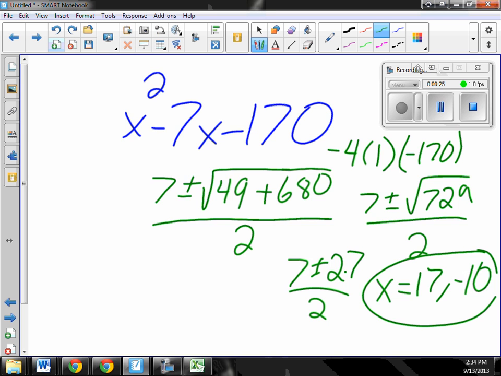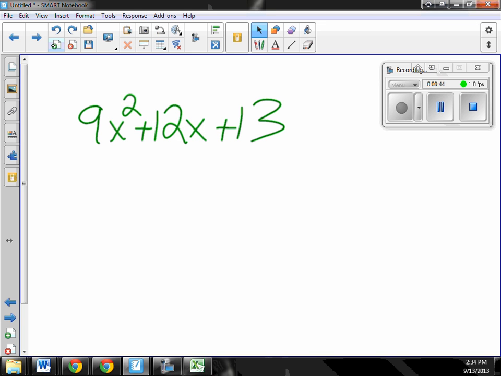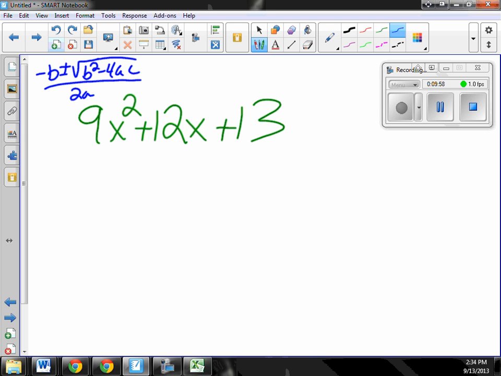Okay. Let's just do a random number quadratic. Give me a random number. 9x squared plus 12x. Oh, this is going to be ugly. Plus 13. Okay. Negative b. So let me write my formula down. Negative b plus or minus the square root of b squared minus 4ac over 2a.